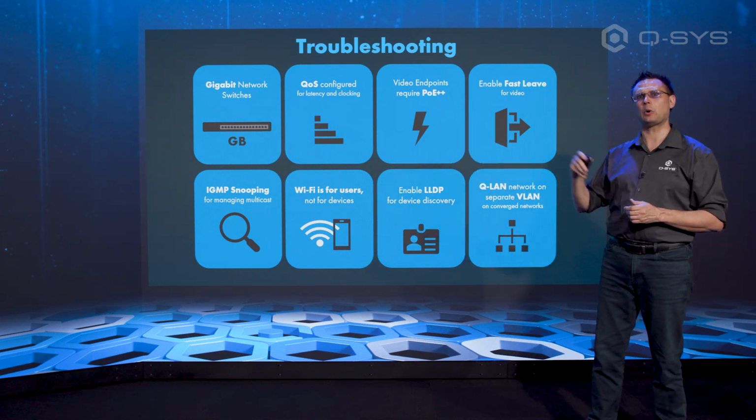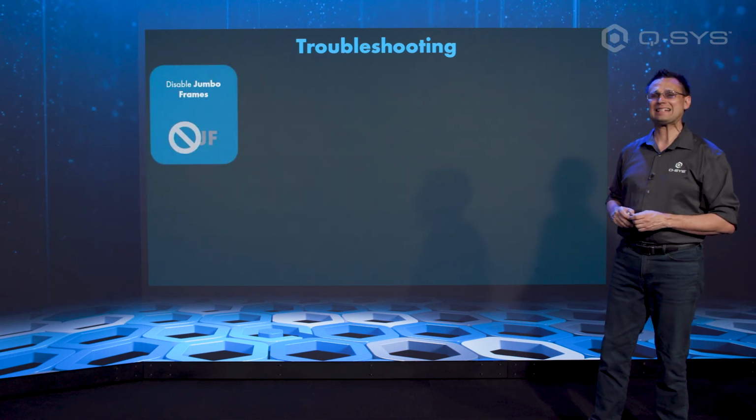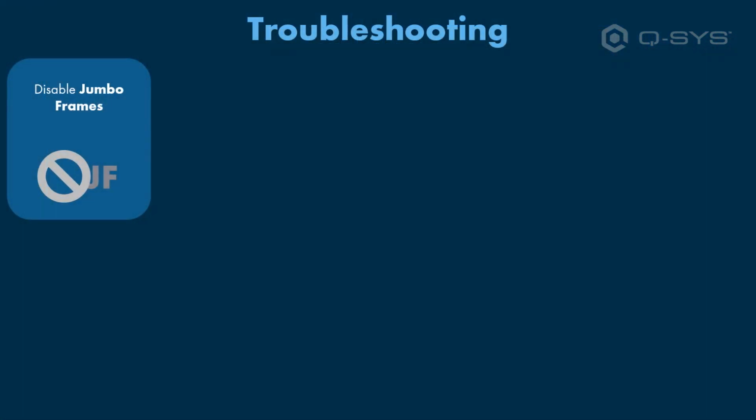What about some things to avoid? What are the don'ts in this world? Well, first of all, don't allow jumbo frames. If you can disable jumbo frames on your network, jumbo frames are very large packets that run the risk of overwhelming your traffic bandwidth and maybe steamrolling the clock packets that we need to make sure are sending out at a particular cadence. So disabling jumbo frames on your network.